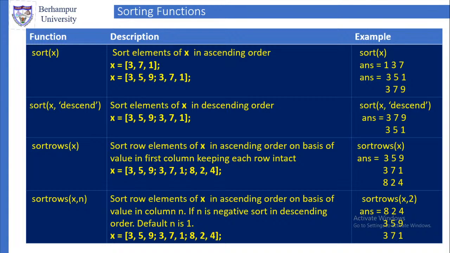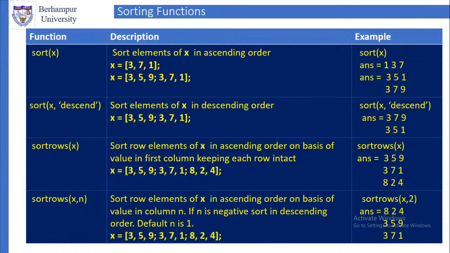Similarly, sort rows x, n. This will sort the row elements of x in ascending order on the basis of the value in column n. So it will take the nth column, take its values, and then sort accordingly. So for the same matrix, if we write x comma 2, then the sorting will be 8, 2, 4, then 3, 5, 9 and 3, 7, 1. So this is what is going to happen in the sorting function. Mostly you will write the first one or second one. Third, fourth you will rarely use. So don't worry about the third, fourth, but remember the first one and second one. Sort x descend.